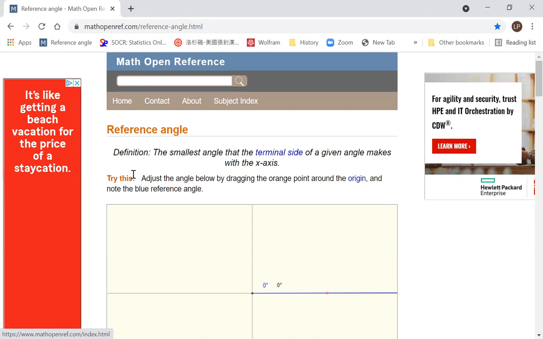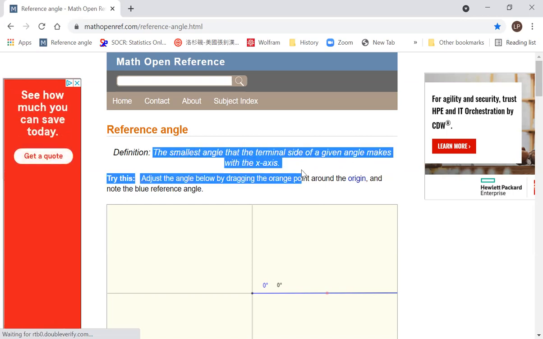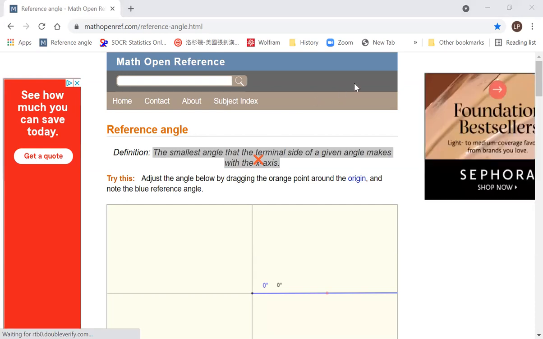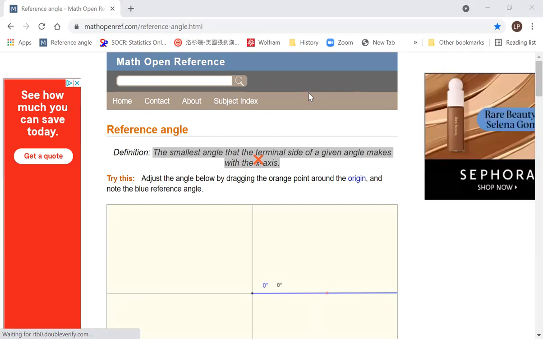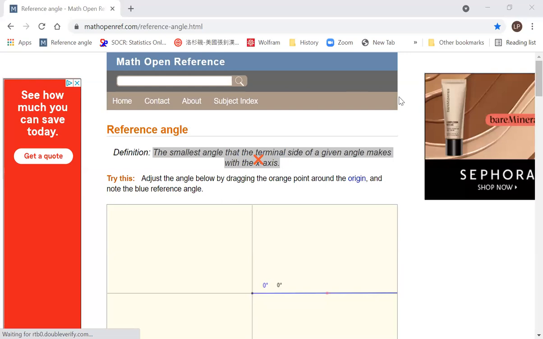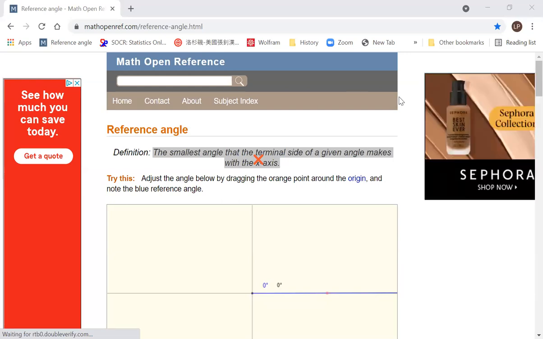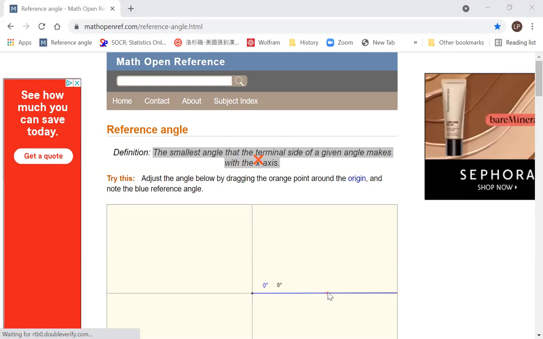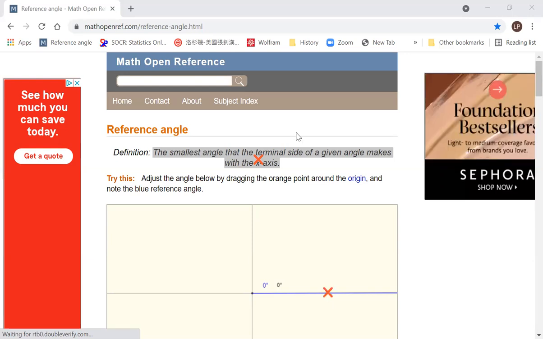It's called reference angle: the smallest angle that the terminal side of the given angle makes with the x-axis. It has a definition here, but I'd rather use the textbook definition. So don't use this definition, okay? Just use the textbook definition. So ignore this definition, okay? Now, all the angles are measured from standard position.